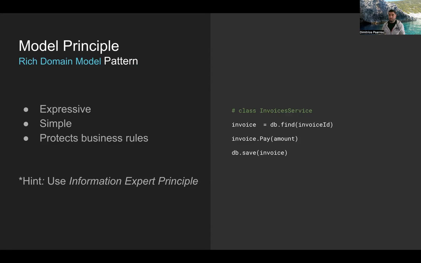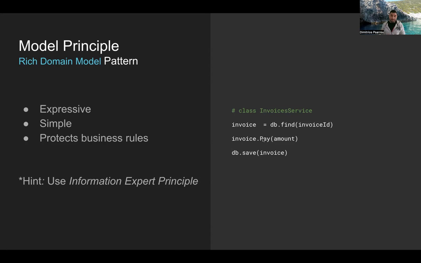If we fully apply the model principle, we will arrive at the rich domain model pattern. We can see that the business intent is now clearly represented in the invoice object with a clear action named pay, right? Now the model itself can enforce the business rule of being paid because it has all the knowledge about that rule, and it's the only one that can naturally do this.